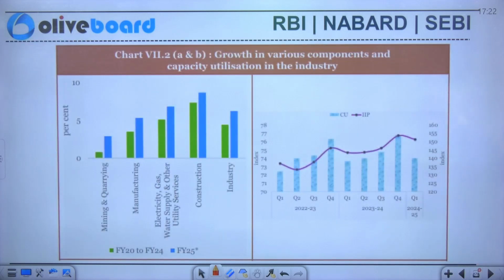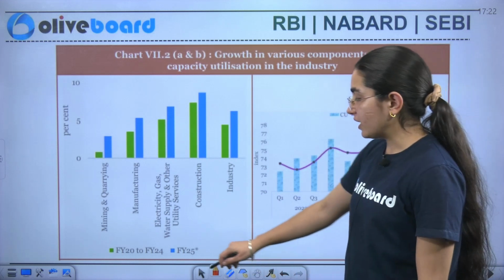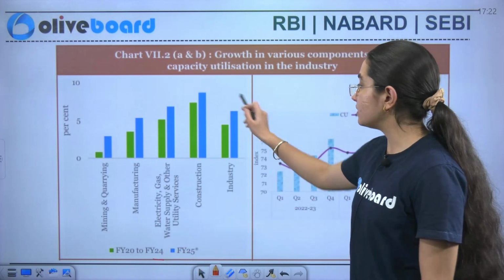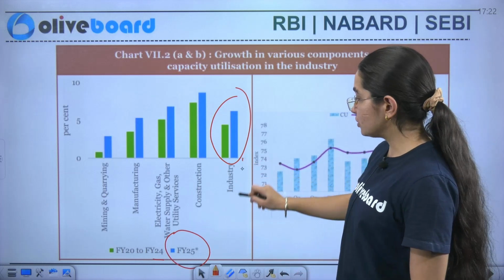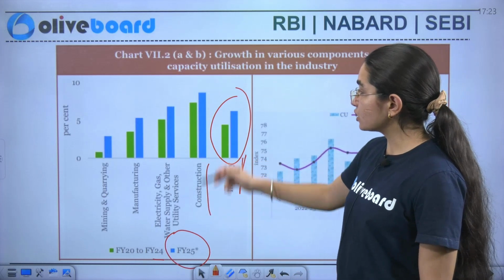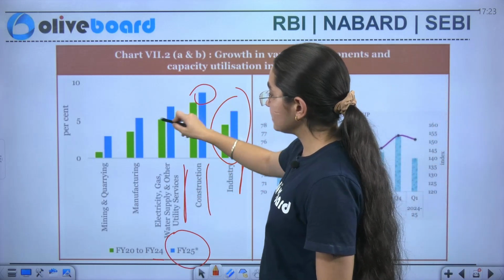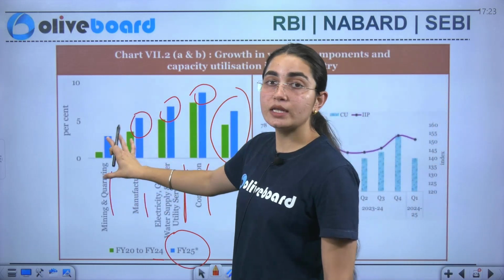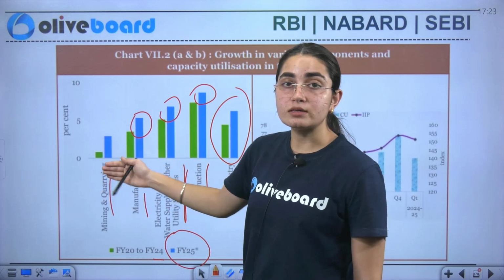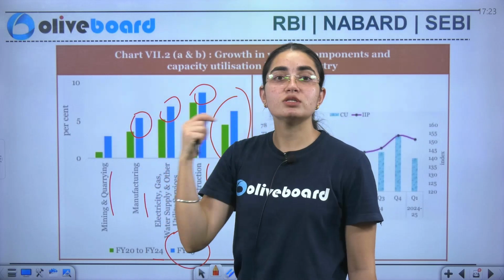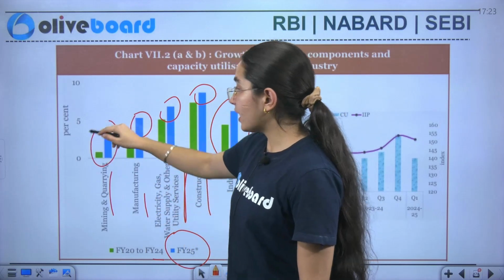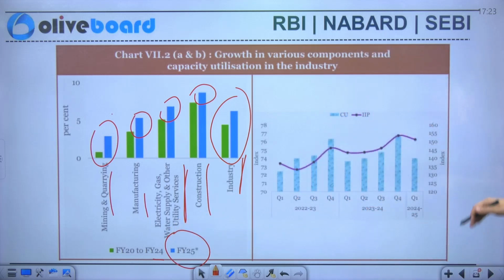Now we'll see the growth in various components and capacity utilization in industry. You can see industry's improvement from financial year 2020 to 24. Similarly, for financial year 2025, you can see a rise in industry. Construction is again rising. Electricity and gas are again rising. Manufacturing has a rise. I'm comparing both of the years here. A comparison has been made among the years from 2020 to 2024, and we are comparing these years specifically with 2025. You have mining and quarrying as well. Here you can see that IIP NCU has been taken care of, and you can see the data here.